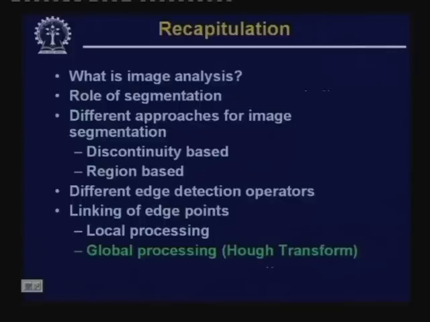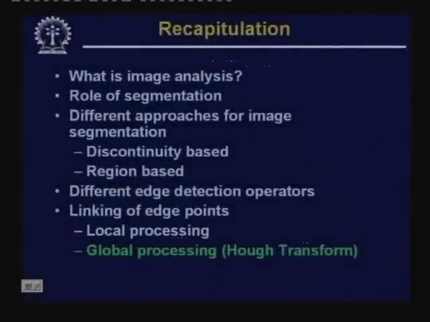Then we have seen that to implement the discontinuity based image segmentation technique, first we have to detect the edges present in the image. Edges means a region where there is a variation either from a low intensity value to a high intensity value or from a high intensity value to a low intensity value. In such transition regions, we have to detect the position of an edge, and by this what is expected is to get the boundary of a particular segment.